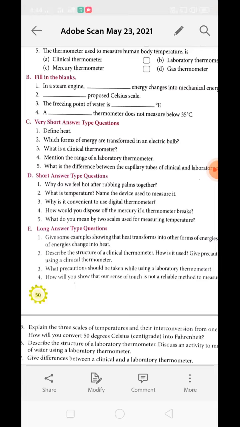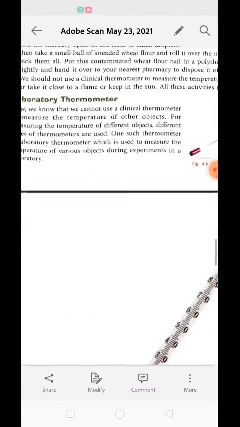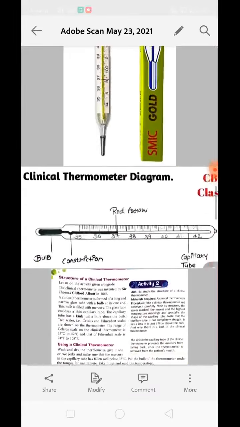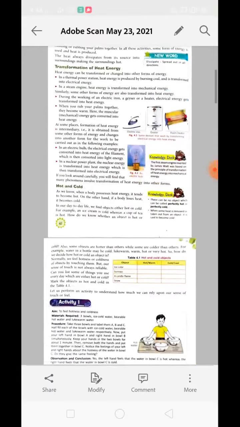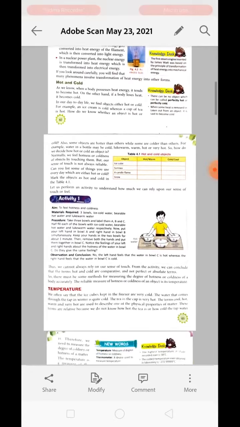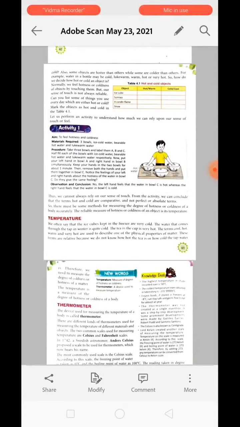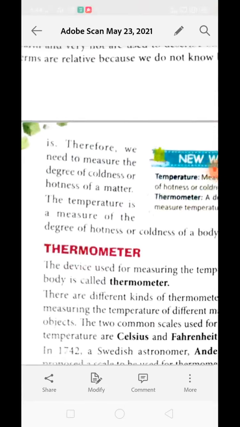Okay, second question, what is temperature? Name the device used to measure it. It is given in the new words. Temperature is a measure of hotness and coldness of a body. See over here, it is given over here.